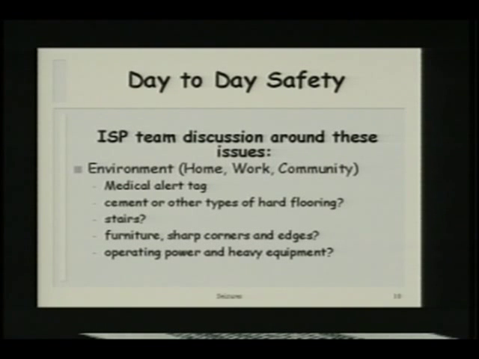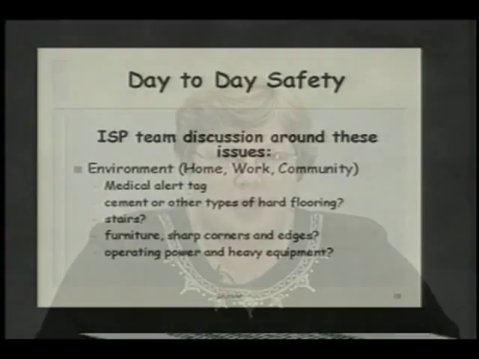Are they spending too much time on a cement or hard floor where they may have a fall and a more serious injury than they would on carpeting? Are they traveling on stairs quite a bit without assistance and may have some potential for injury? Are they around furniture with sharp corners and edges? At work, are they operating some equipment, like on a grounds crew, that may be dangerous for them? A lawnmower, even when they're having the potential for seizure activity. Perhaps they need to be using equipment that's not so dangerous.